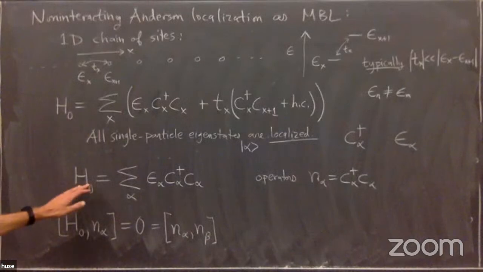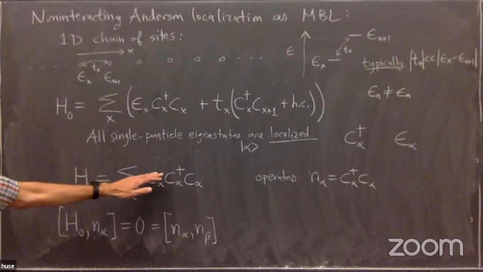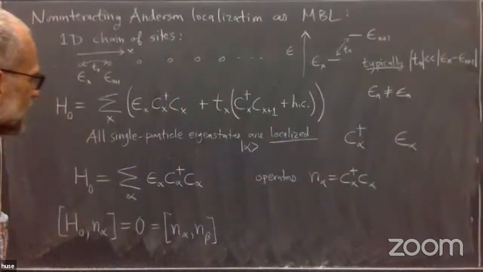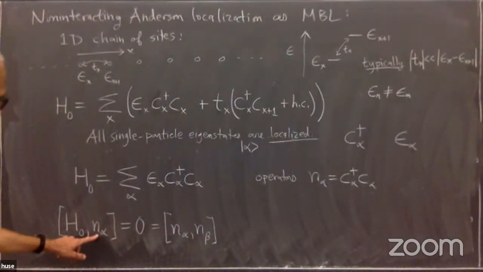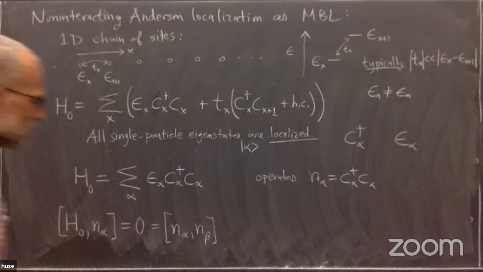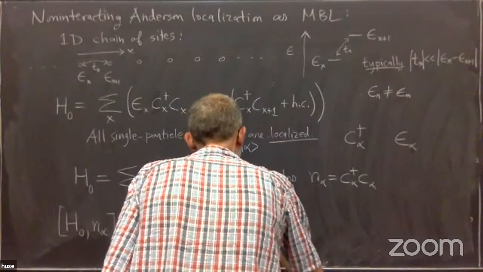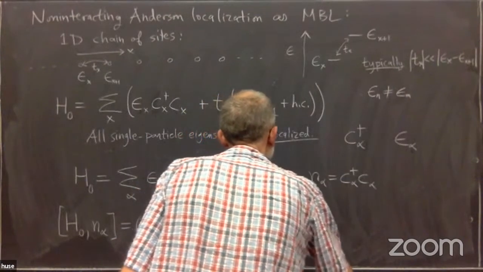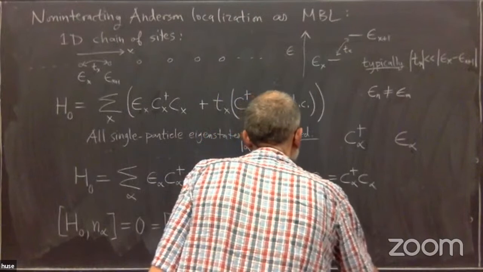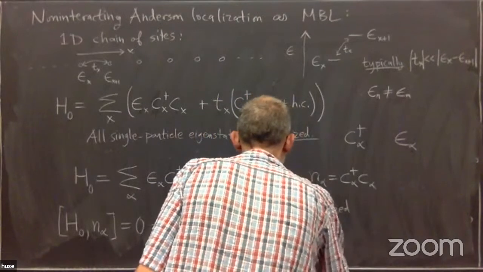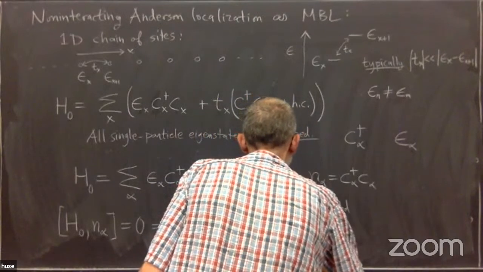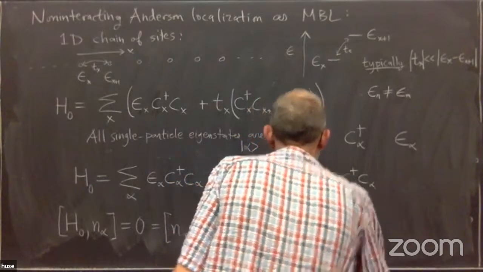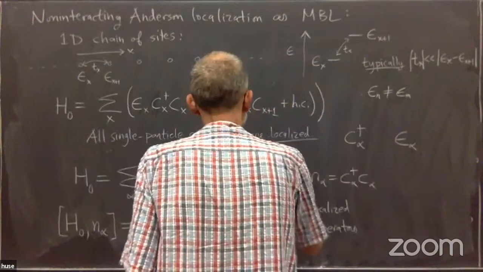So the Hamiltonian is a sum of these operators. They all commute with each other, and therefore they commute with the Hamiltonian. So we have a Hamiltonian, I'm going to write it out here again. We have a complete set of localized operators, and they are just the occupation operators.